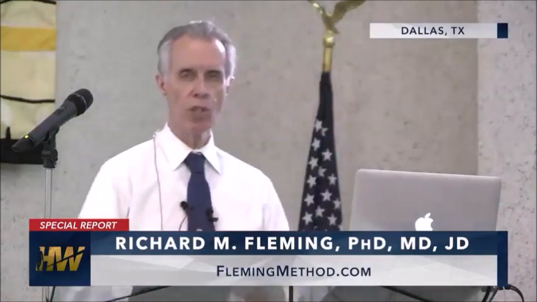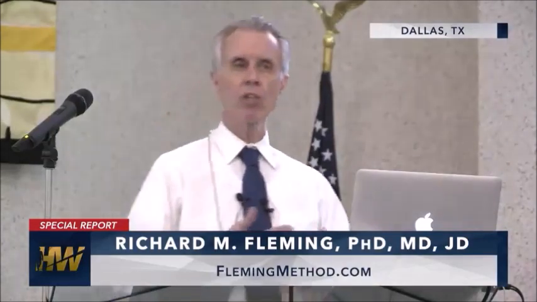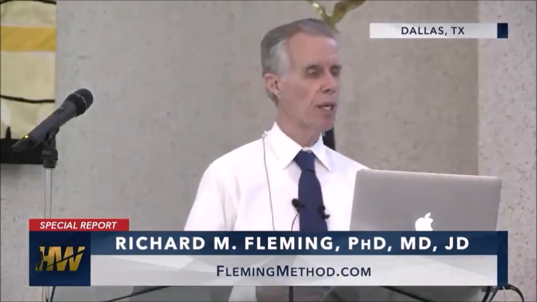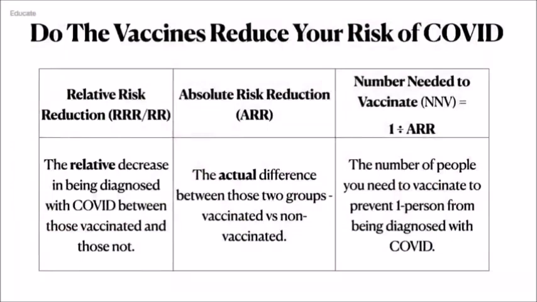There's a lot of terms used about the efficacy of vaccines, and you should know three terms. The relative risk reduction. This is what you've heard so much about, the 95%, the 94%, the 65%. This is how many people got diagnosed with COVID in the vaccinated group versus the people who got diagnosed with COVID in the non-vaccinated group.